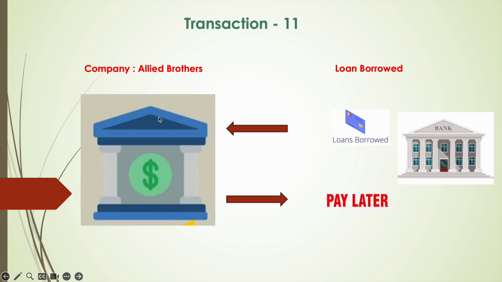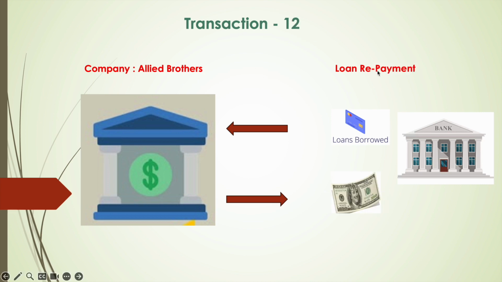Taking a loan from a bank can provide companies with the necessary funds to finance business expansion, purchase assets, manage cash flow, or meet other financial needs. However, it's crucial for companies to carefully assess their borrowing needs, review loan terms and conditions, and ensure they can meet their repayment obligations to avoid financial difficulties. You will learn how to post loan transaction in journal entry.